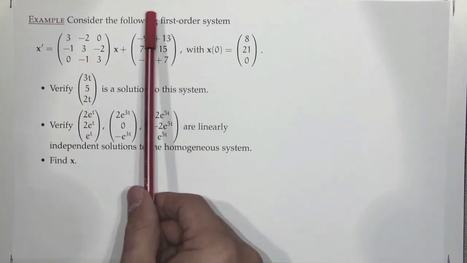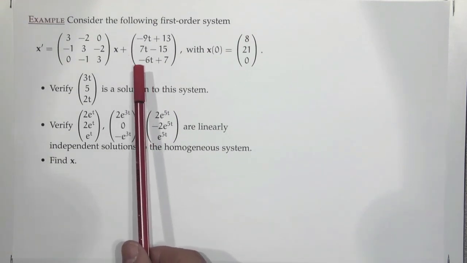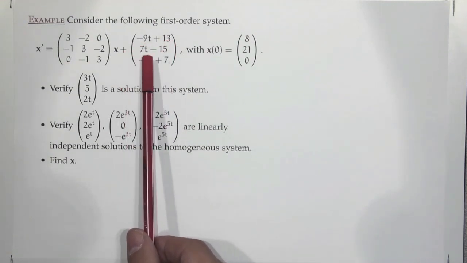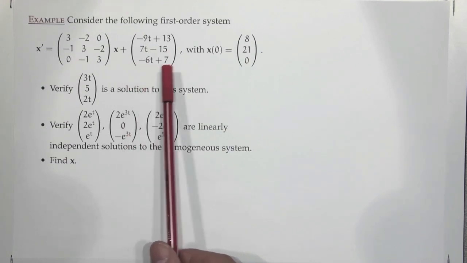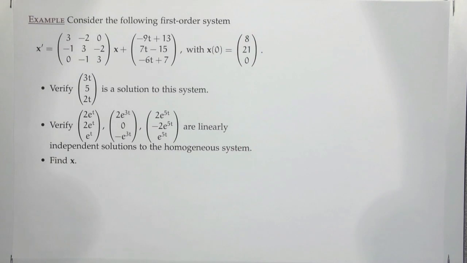And then there's a part here. So this is our f of t: -9t + 13, 7t - 15, -6t + 7, with some initial conditions. x of 0 is (8, 21, 0). All right. By the end of today, we'll hopefully have finished this problem. No. We'll finish it before then. So we want to do a couple of things.